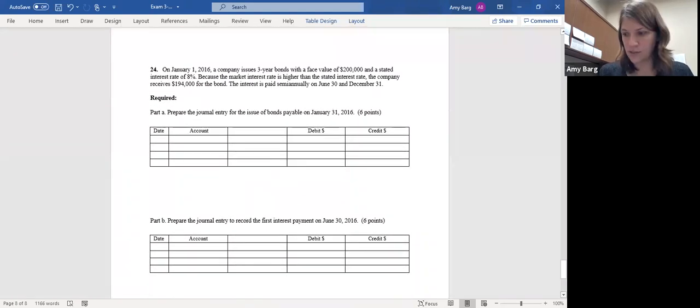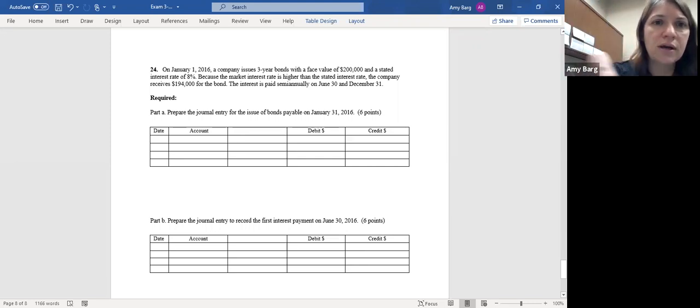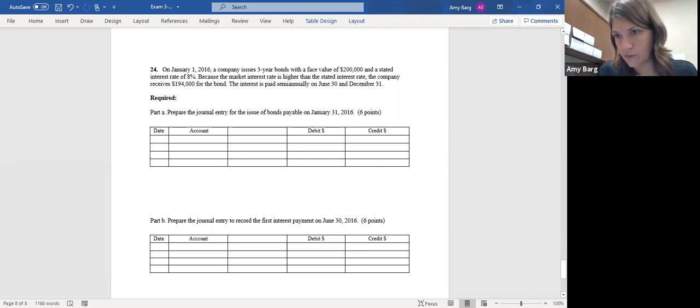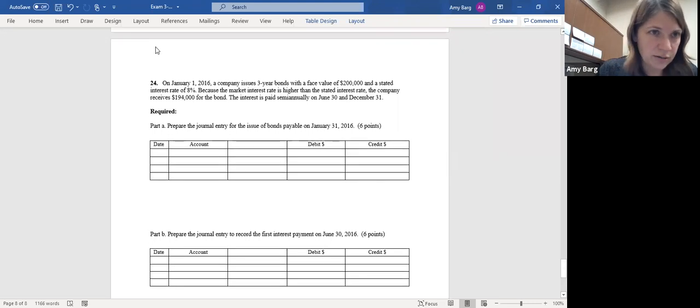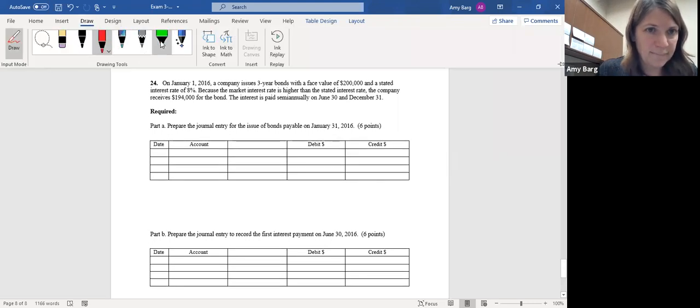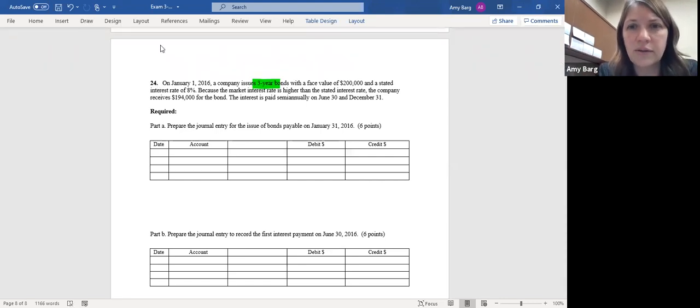Okay, so now let's do some bonds. Everybody loves bonds, right? So on January 1st, 2016, a company issues, there's a lot of fun information here. So it issues a 3-year bond with a face value of $200,000. There's a stated interest rate of 8%. It tells us that they received $194,000 for the bond. And the other important thing is that the interest is paid semi-annually, which means twice a year.